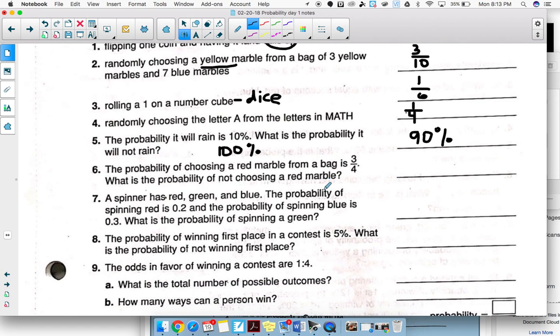Let's see, number 6. Probability of choosing a red marble from a bag is 3 out of 4. Not choosing a red marble. Well, if 3 out of 4 are red, that means that the other 1 out of 4 wouldn't be red.